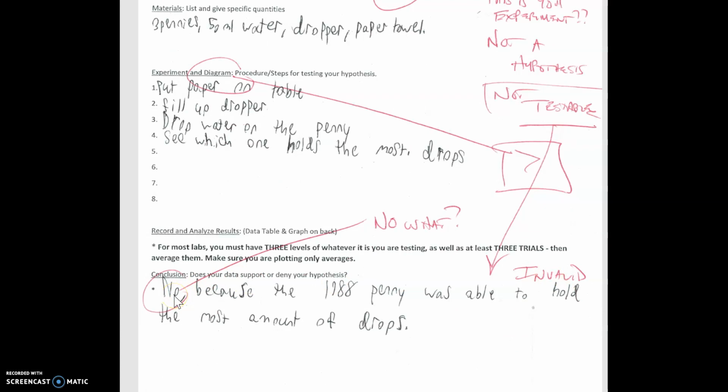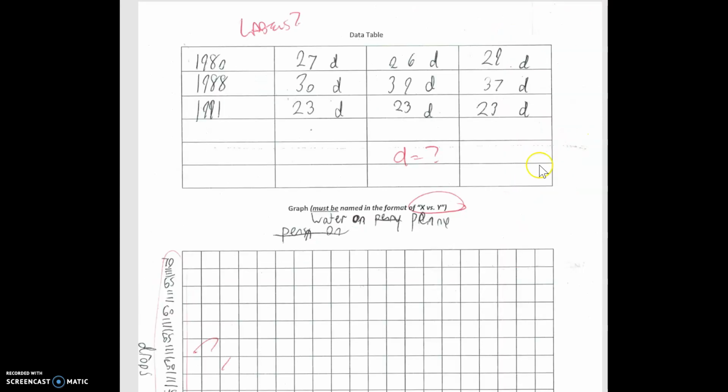No. So if you say your conclusion is just no, that sounds like, no, I don't want to eat that. No, I don't want to go outside. I believe you mean, no, this does not support your hypothesis, but you have to write that. No, because 1988 penny was able to hold the most amount of drops. How about of water? Let's not forget that. No diagram.